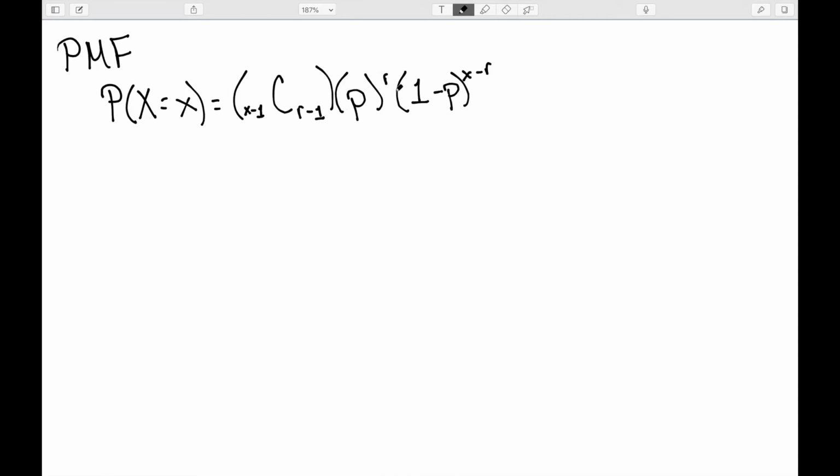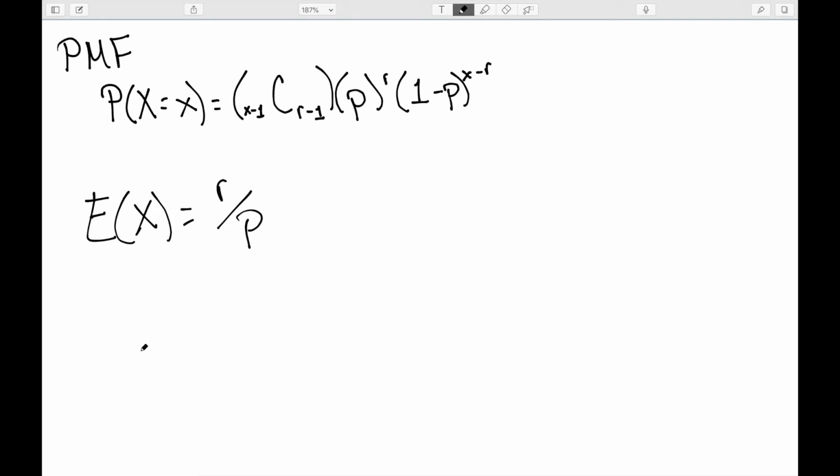So this p to the r, we need r total successes. So I'm going to multiply p by itself r times. This (1 minus p) to the x minus r, the rest need to be failures. And this term out front, x minus 1 choose r minus 1, counts all of the different possible combinations for the first r minus 1 successes. We know the rth one has to be last, but we haven't said anything about the previous ones.